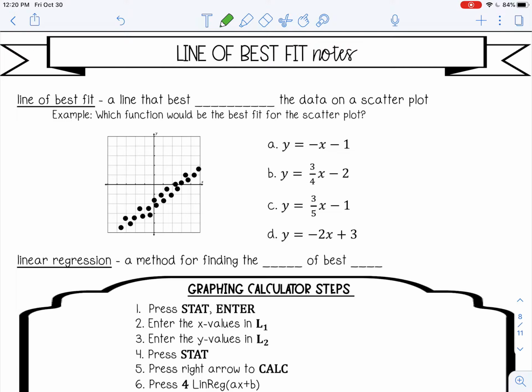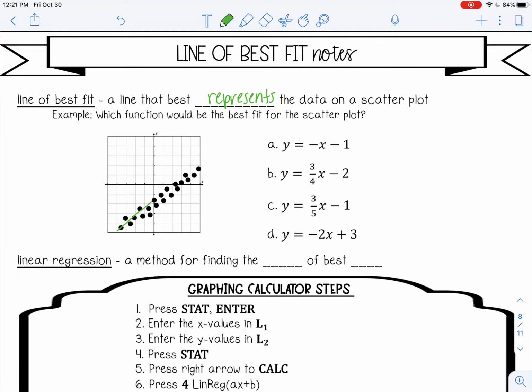Welcome to this lesson on line of best fit. Line of best fit is a line that represents the data on a scatter plot. So for example, which function would be the best fit for this scatter plot?